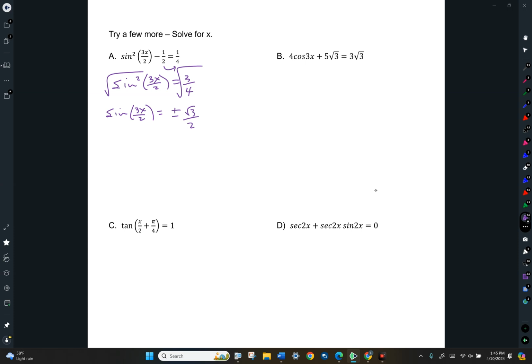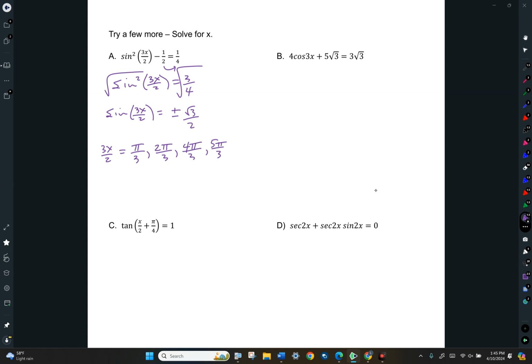And so now I'm going to take all 4 quadrants, since it's plus or minus. I want my angle, which is 3x over 2, to equal, let's see, the sine is square root of 3 over 2 at the pi over 3 angles. So I want all 4 of them: pi over 3, 2 pi over 3, 4 pi over 3, and what's the other one? 5 pi over 3.